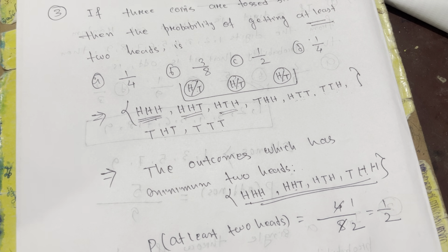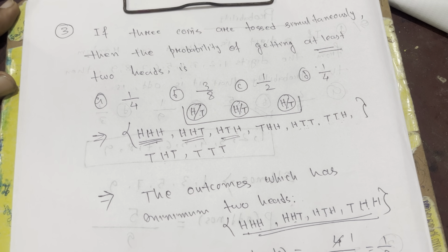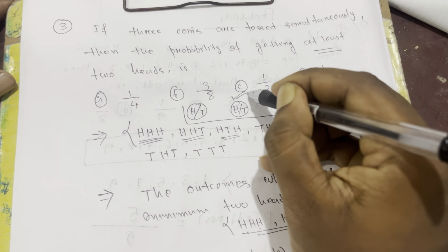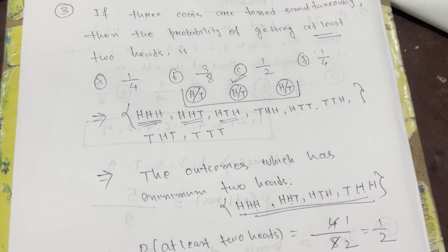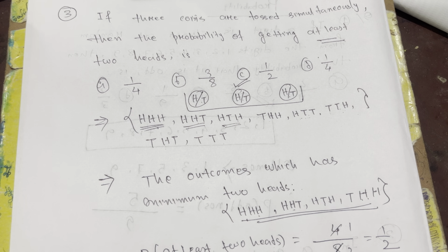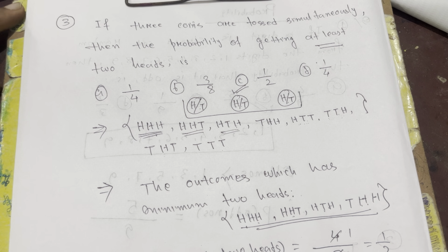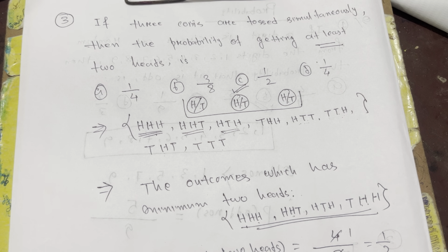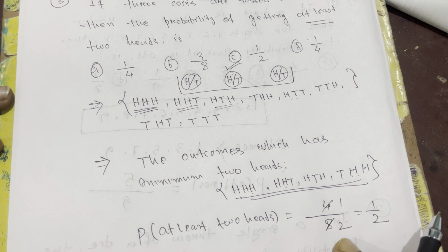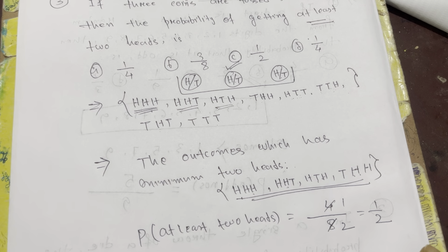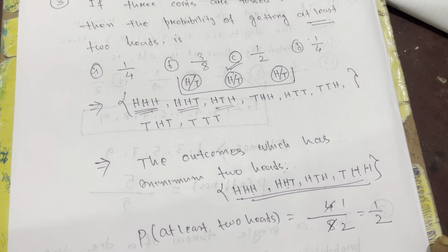So which option will be correct? Option C. So if you throw 3 coins together, the probability of getting at least 2 heads is 1 by 2. So very simple. First you write all the possible outcomes, so we get 8 possibilities. Then from them we find the possibilities which have minimum 2 heads. So we got 4. Yes or no? So that's why the answer will be 4 out of 8, so the answer will be 1 by 2. Okay, so option C is correct.